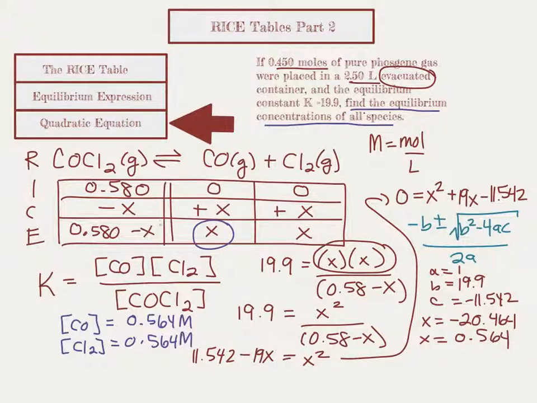Our last question is the phosgene concentration. So I will do 0.580 subtracting our 0.564 that we got for the x value to arrive at a final answer of 0.016 molarity. This type of rice table problem is extremely important, and we can use it again and again as we encounter other problems about acids and bases, and also for solubility. Please make sure that you do enough practice problems to become proficient at using your rice tables.